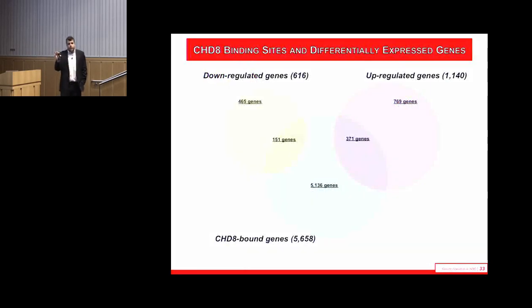So I'm telling you this because I want to give you some insight into what happens when we integrate data sets, when we integrate functional genomics data sets. So I just told you about the genes that went up and down. Well, what happens when we put in the ChIP-seq data? So what if you're bound by CHD8?